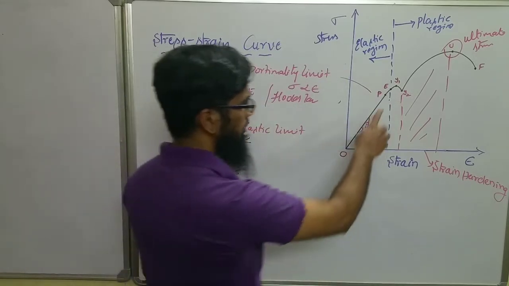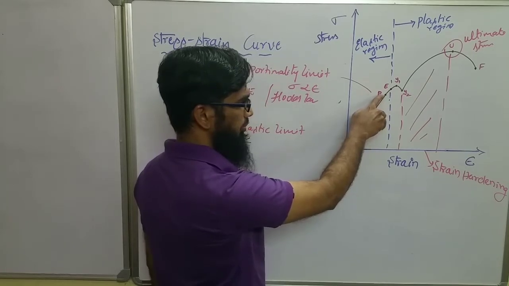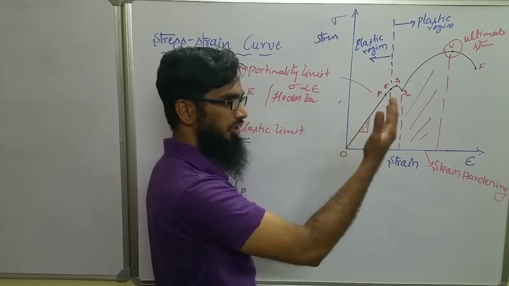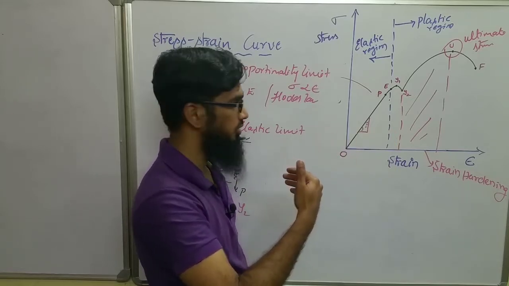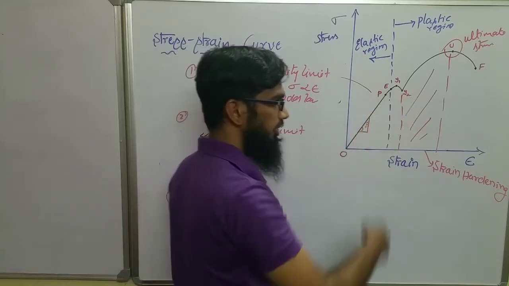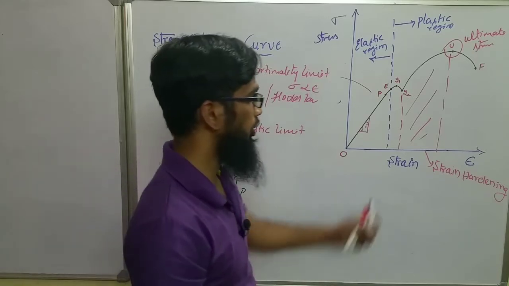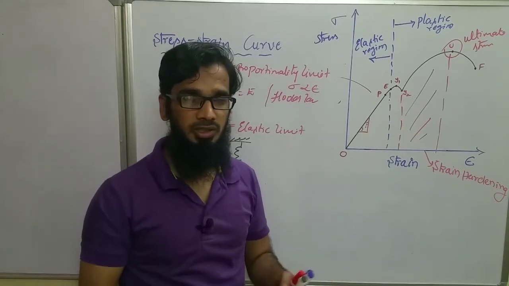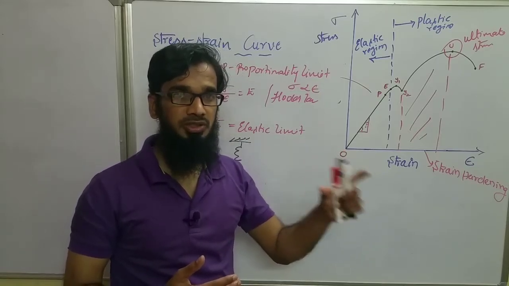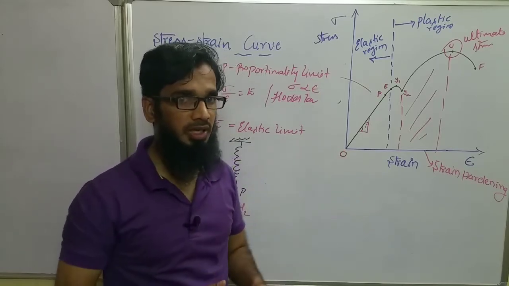Here the material is in the elastic region itself. Even if you apply a load and remove it, it comes back to the same shape and size. After E, it enters the plastic region. There is an upper yield point and a lower yield point, where the dislocations start. Dislocation means a breakage of the atoms.